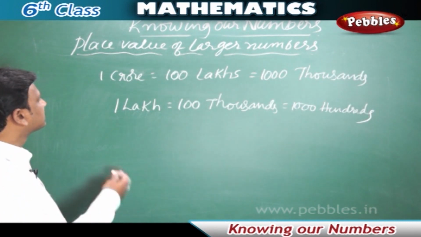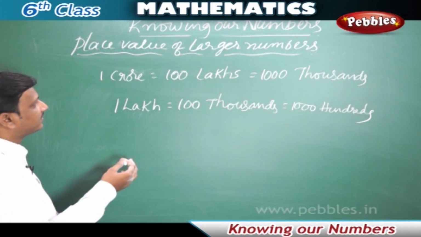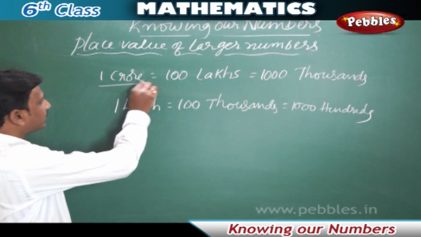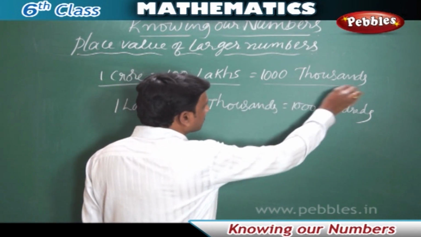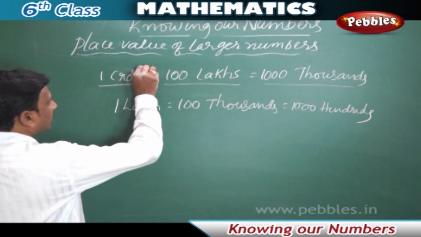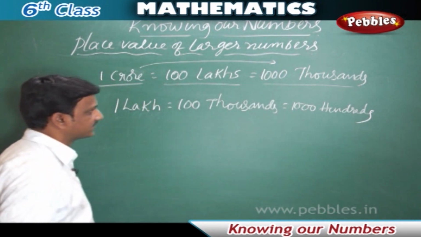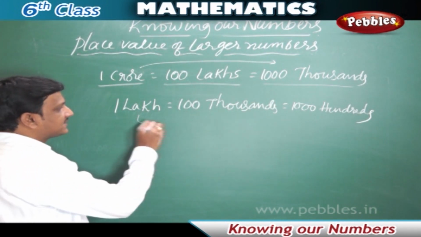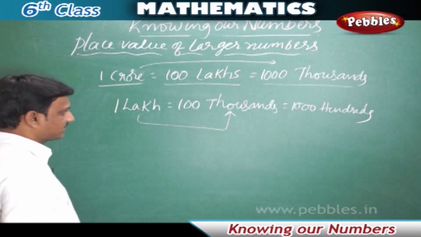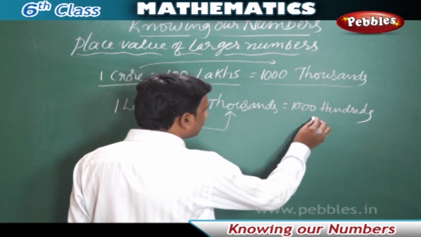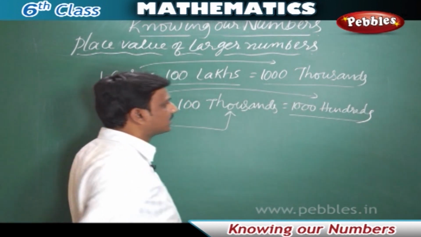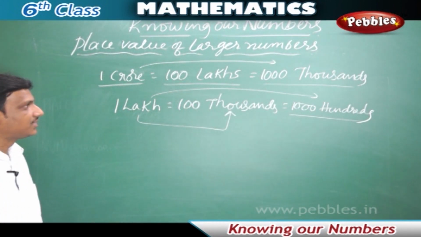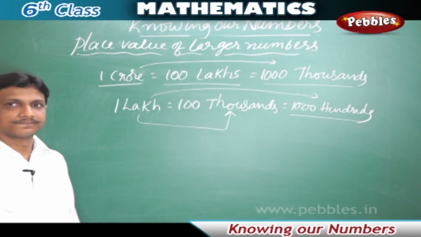Now let us see the relation between different larger numbers. 1 crore is equal to 100 lakhs. 100 lakhs is equal to 1000 thousands. That means 1 crore is equal to 1000 thousands. And see, 1 lakh is equal to 100 thousands. 100 thousands is equal to 1000 hundreds. So 1 lakh is equal to 1000 hundreds. So this is the relation between the larger numbers.